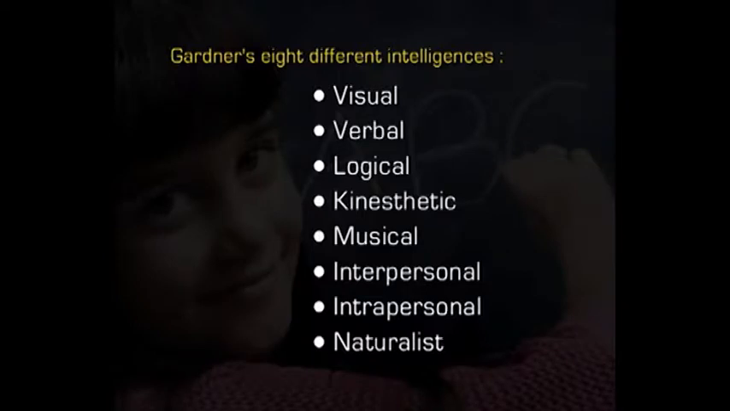Gardner proposes 8 different intelligences to account for a broader range of potential in children and in adults. These 8 intelligences include visual, verbal, logical, kinesthetic, musical, interpersonal, intrapersonal and naturalist.